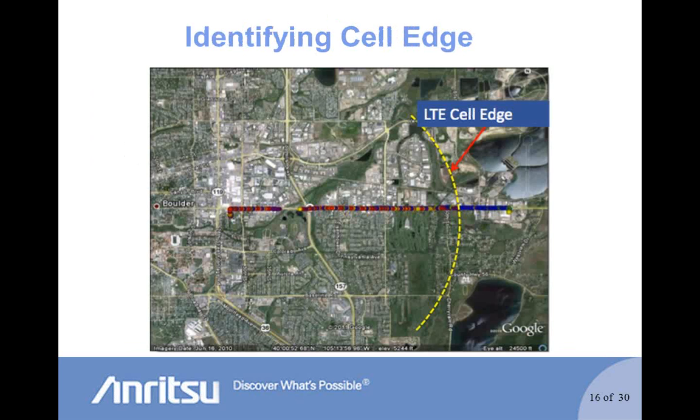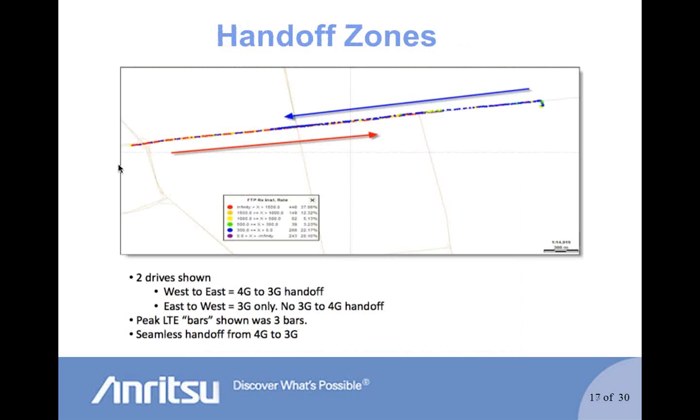So one of the very first things that you want to do is identify where the LTE cell edge is, right? And this is a very clear example. To the west, you can obviously see where you have LTE coverage. And then heading out to the east, you can see where LTE absolutely dies off. And again, it's a bidirectional test.